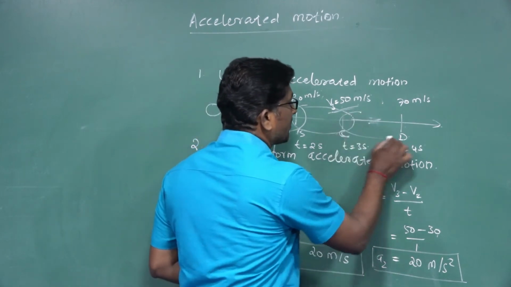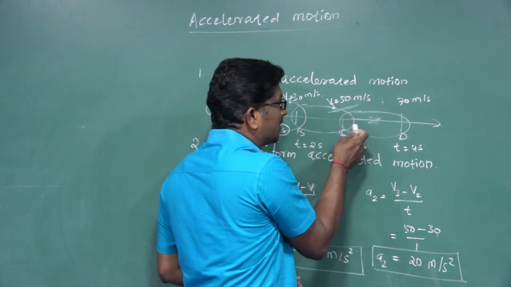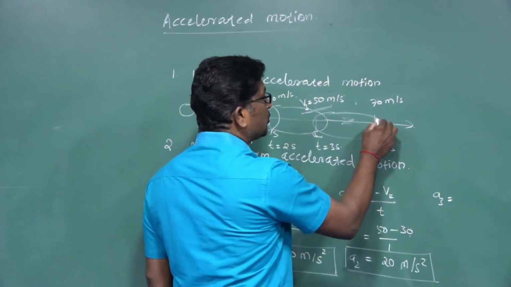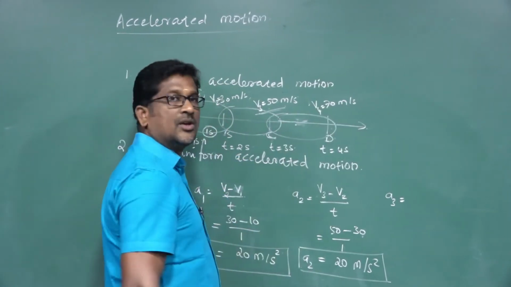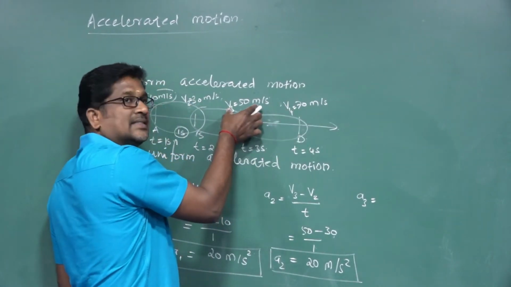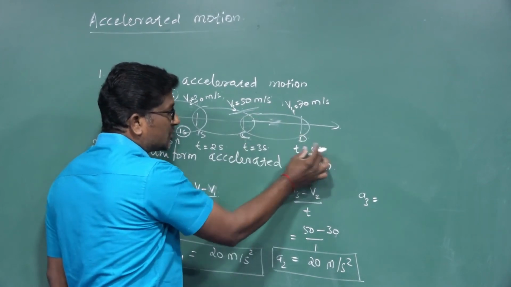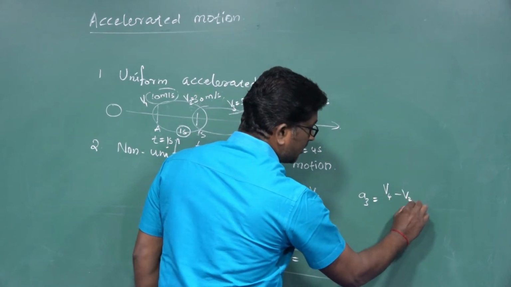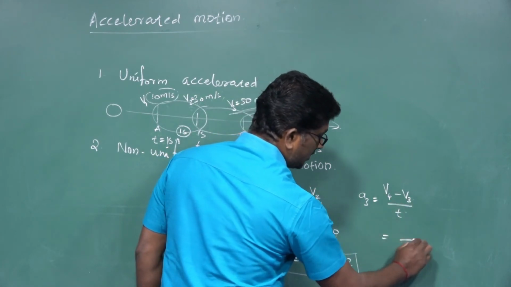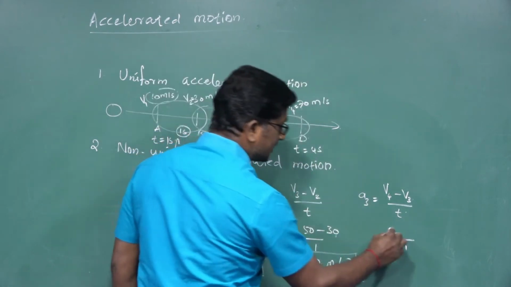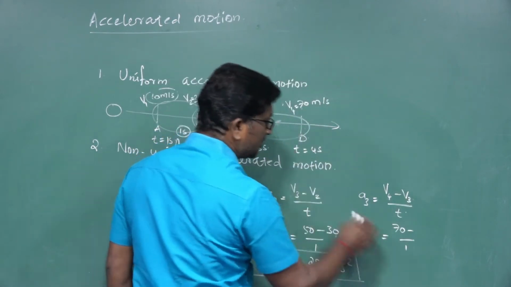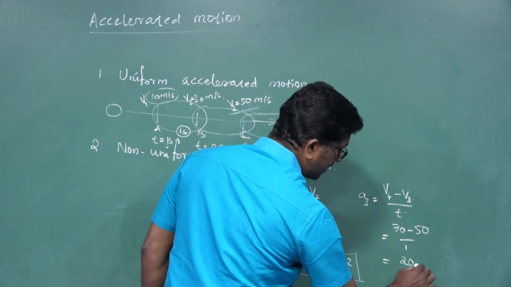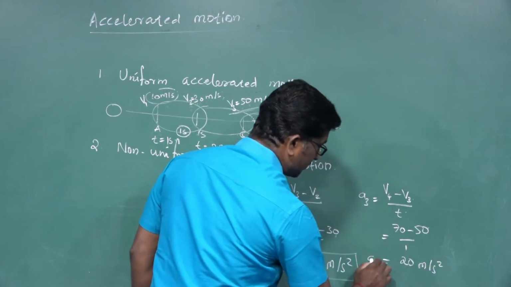Finally, during the motion from the point C to D, the acceleration possessed by the particle is taken as A3. At the position D, the velocity of the particle is taken as V4. So this is the final velocity and V3 is the initial velocity. The time interval is 4 seconds minus 3 seconds, 1 second. Here acceleration is (V4 minus V3) divided by t. The time interval is 1, V4 value is 70 and V3 value is 50. 70 minus 50 is 20, 20 divided by 1 is 20. So 20 meter per second square.